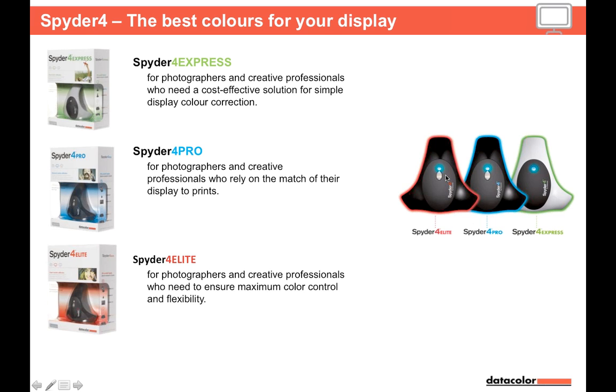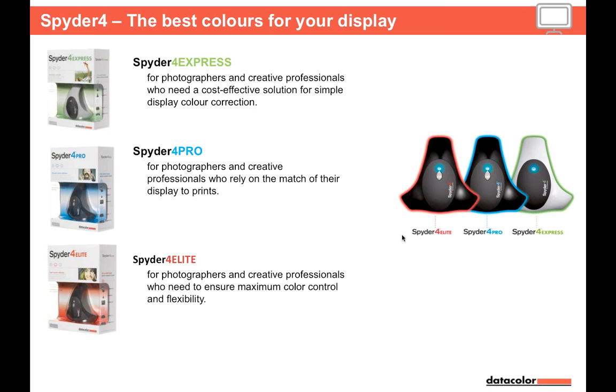So Spider 4 Pro has that ambient light sensor. You can see that here on the screen. I hope you can see my cursor. That is the ambient light sensor, and that is missing on the Spider 4 Express. Spider 4 Express is the most simple Spider, and it calibrates your monitor to a target that you need to work with, for web purposes only.